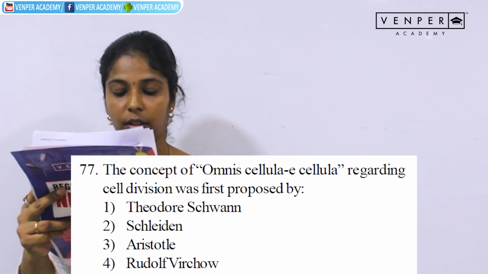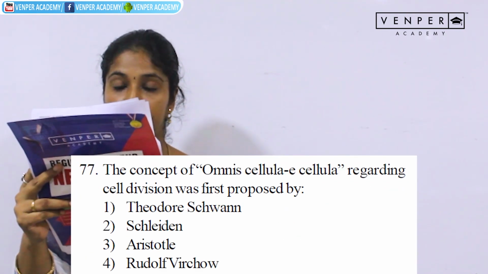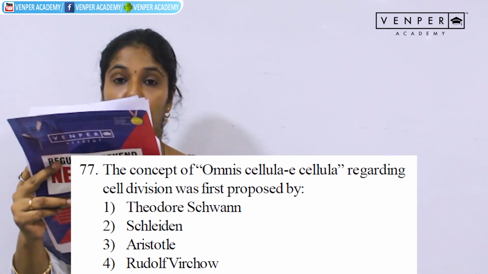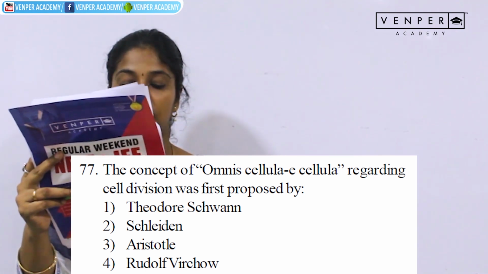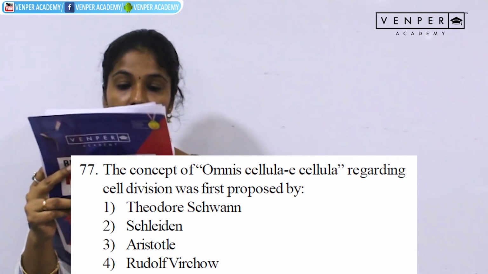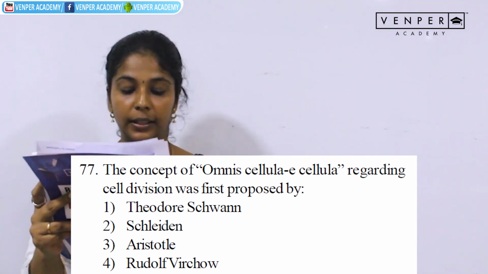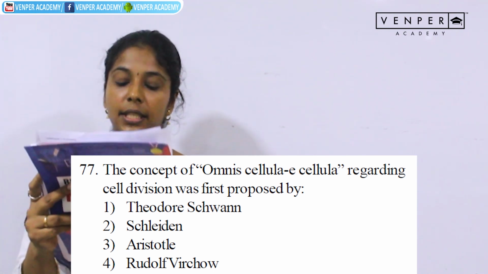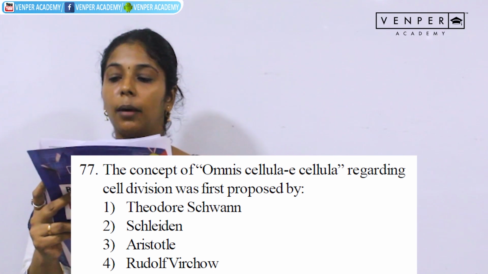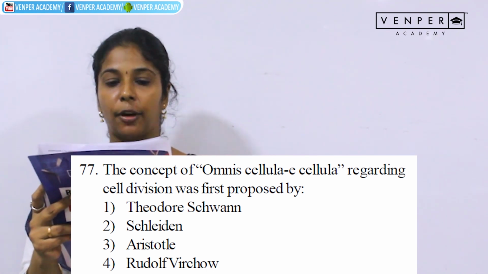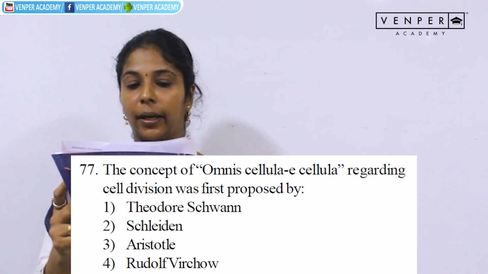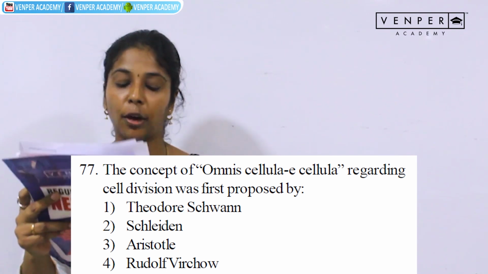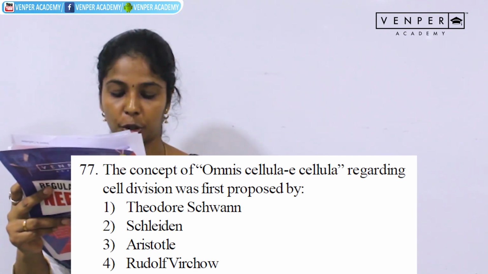Question number 77. The concept of Omnis Cellula e Cellula regarding cell division was first proposed by option 1, Theodor Schwann, option 2, Schleiden, option 3, Aristotle, and option 4, Rudolf Virchow. The correct answer for this question is option 4, Rudolf Virchow. The meaning of Omnis Cellula e Cellula is all cells come from cells, that is, all cells originate from other cells. He proposed a statement to explain that new cells arise from the pre-existing cell. So the answer for this question is option 4, Rudolf Virchow.